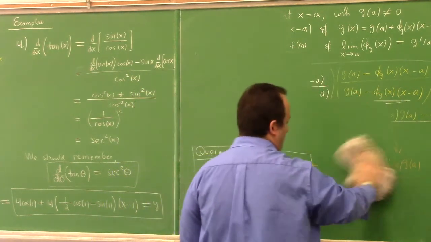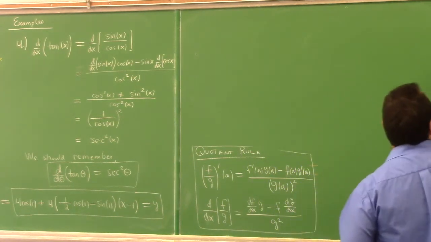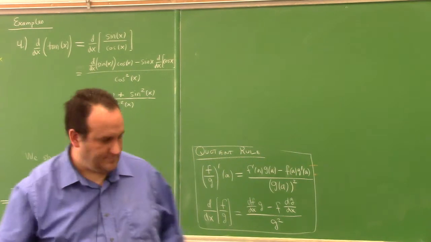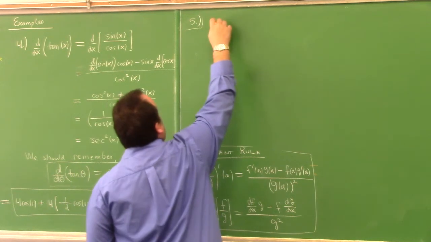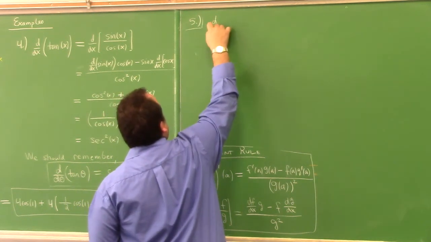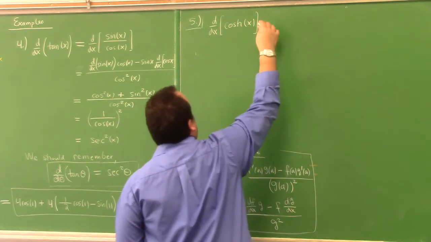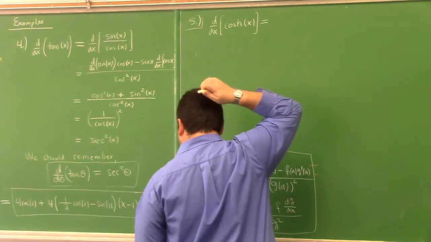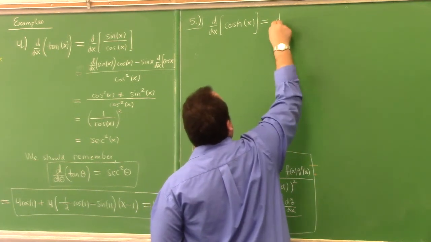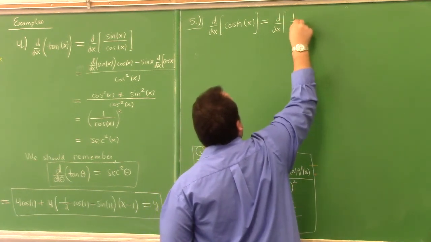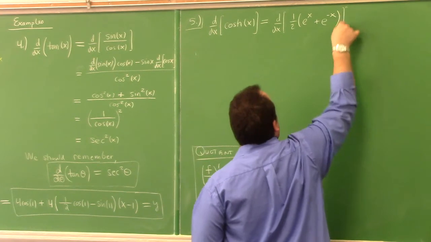Another one. So 5. How about this? We got stuck on this one before. I'll do it now, though. If I had d dx of hyperbolic cosine of x, this is not exactly a traditional quotient rule example, but I'm going to show you how we can use quotient rule to do this one. So that's d dx of what? That's 1/2 e to the x plus e to the minus x. That's the definition of hyperbolic cosine.